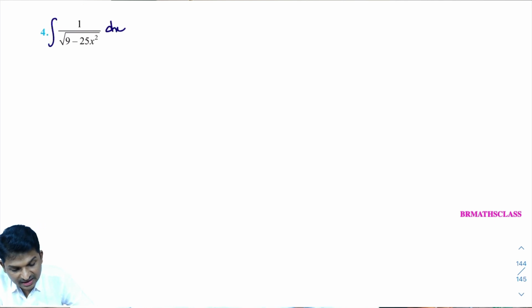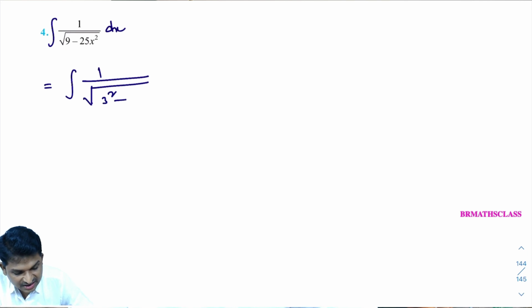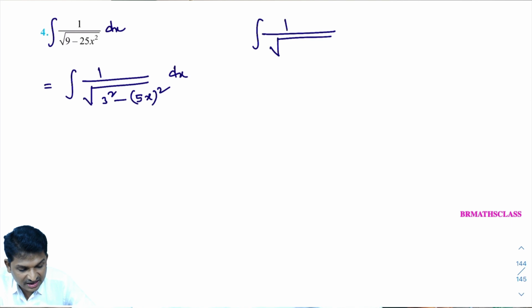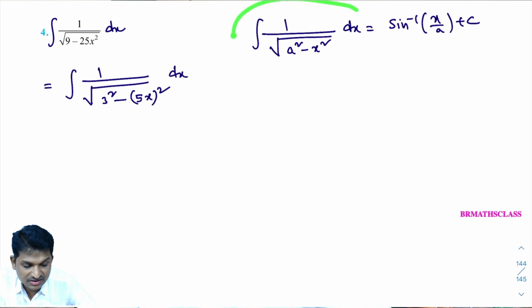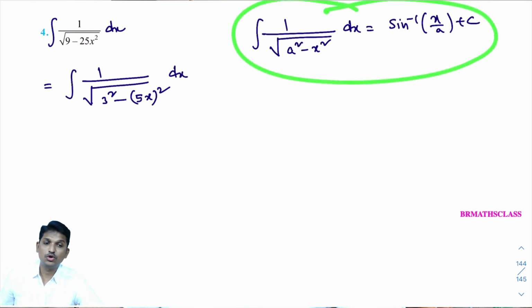First thing, I'll try to write it in the form of integral of 1 divided by root over a square minus x square. This 9 can be written as 3 square, and 25x square can be written as 5x whole square dx. You learned 9 formulas. In those 9 formulas, this formula is there: integral of 1 divided by root over a square minus x square dx. You learned that this formula is sine inverse of x by a plus c. This is the formula we learned in model number 5. Total 9 formulas are there.